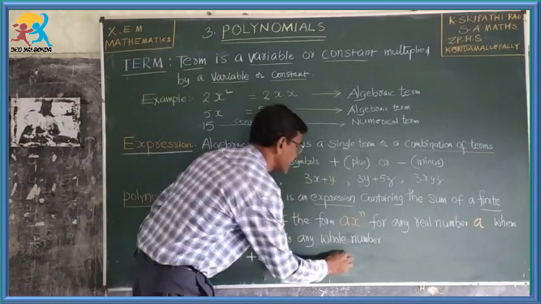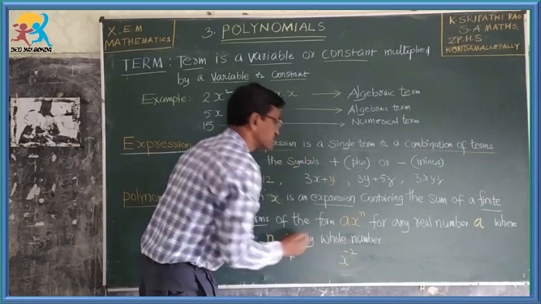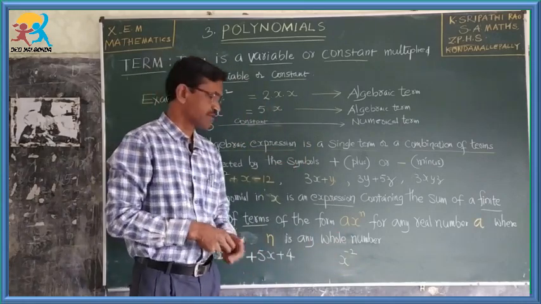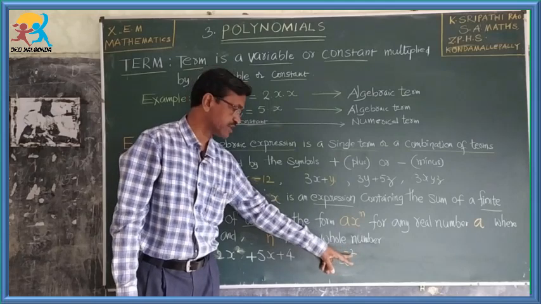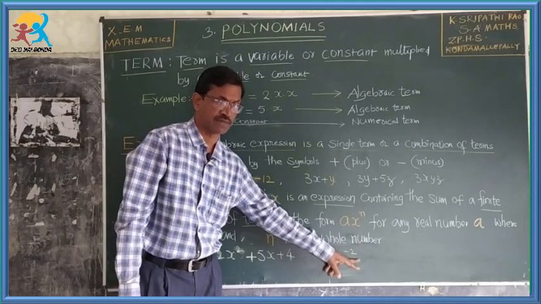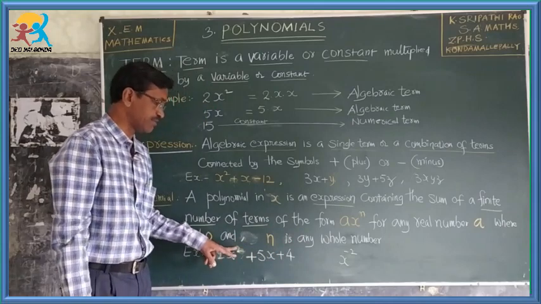For example, if I write like this, x to the power of -2, this is not a polynomial, because here the exponent is -2, a negative integer, so it is not a polynomial. The exponent should be a non-negative number.